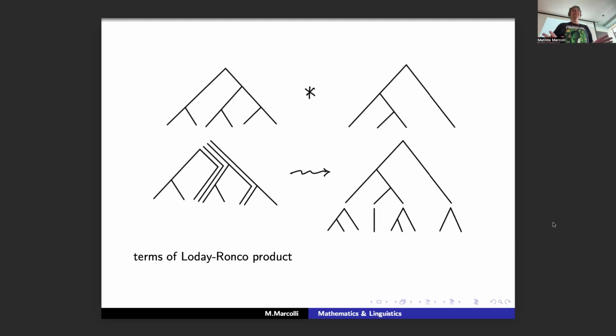The non-commutativity is not dependent on the specific form that I have of the product. It is inevitable because the trees are planar.